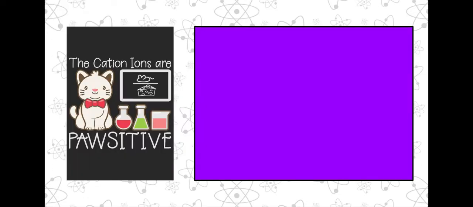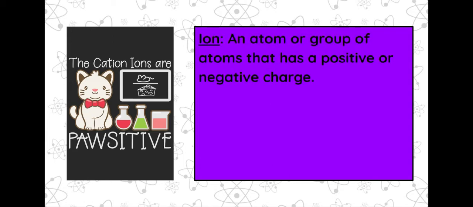All right. What happens when the number of protons is not equal to the number of electrons? You get what we call an ion. So an ion is an atom or a group of atoms, which we'll learn about later, that has a positive or a negative charge. It has an imbalance of charge. We have cations, which are positively charged. That's why you see this cute little picture that says cations are positive. Okay, that's one way to remember that cations are the positive ones.